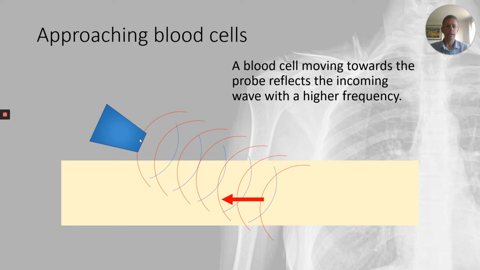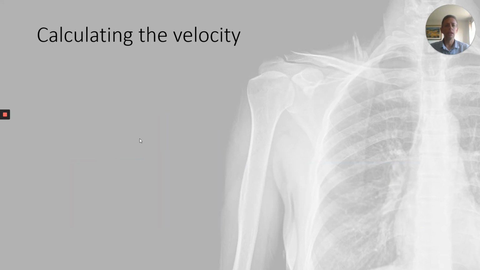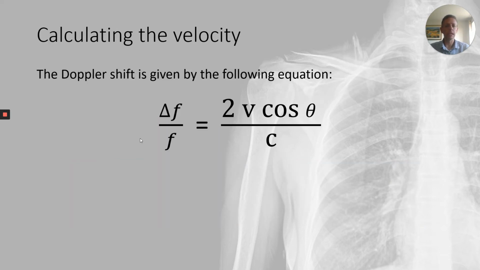But we can do better than that, because there is a formula that relates the change in frequency to the relative speed of the source and the observer. So delta f is the change in frequency, which is measured by the ultrasonic probe. f is the original frequency that is produced by the ultrasonic probe. c is the speed of sound in the blood. And v is the consequent speed of the blood that is causing the shift in the frequency.